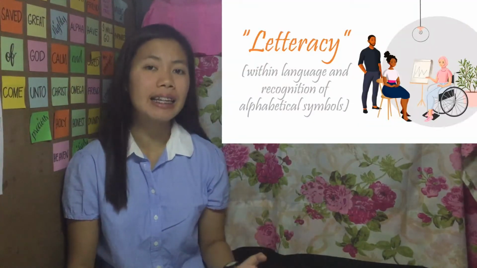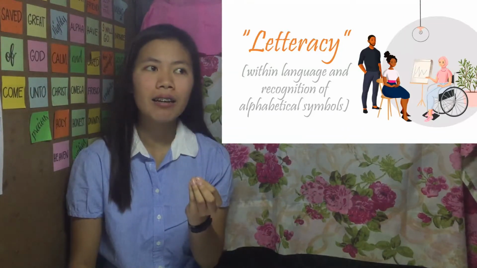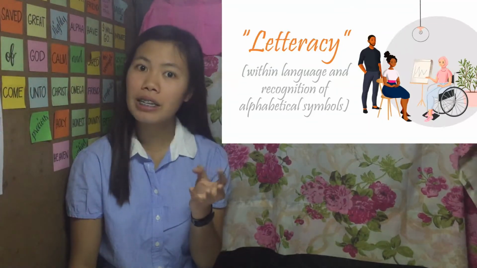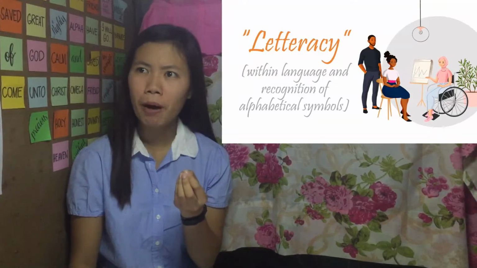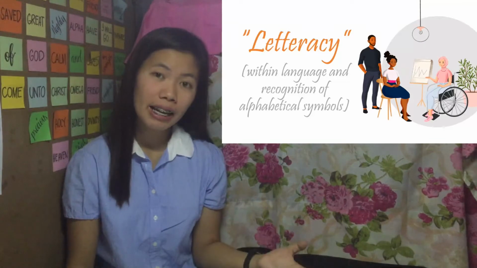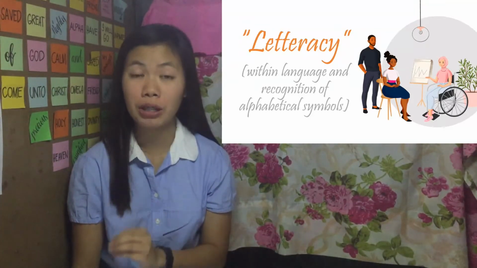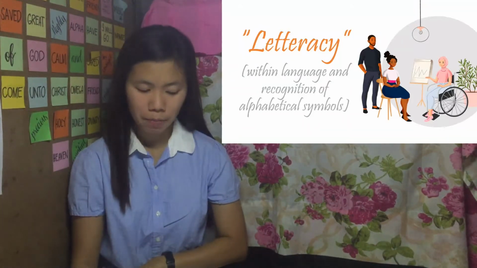Moreover, literacies can bear a coding system where, when you hear the word itself, you will immediately know the meaning. For example, the word literacy. When you hear the word, you will immediately think that this word is about letters. This could be about alphabetical symbols. And just like its meaning here, this is within language and recognition of alphabetical symbols.